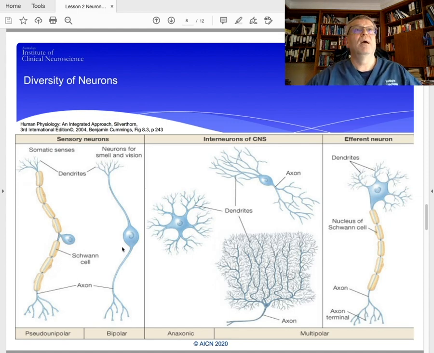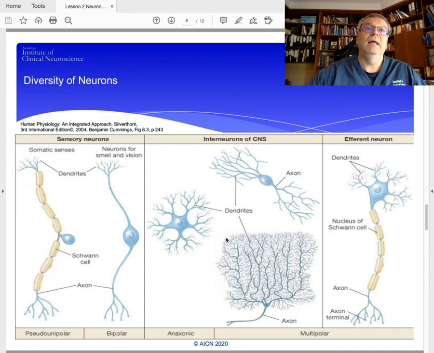Now, if we look at a different type of cell, this is a bipolar cell. This cell basically has the same type of structure as a pseudo-unipolar cell, except now the receptor dendrites and the axon are separated by a cell body again, but the extensions, or the distance that these are away from the cell body, are a lot greater than they are in a multipolar efferent neuron.